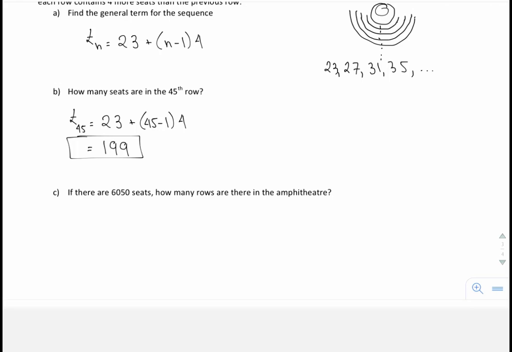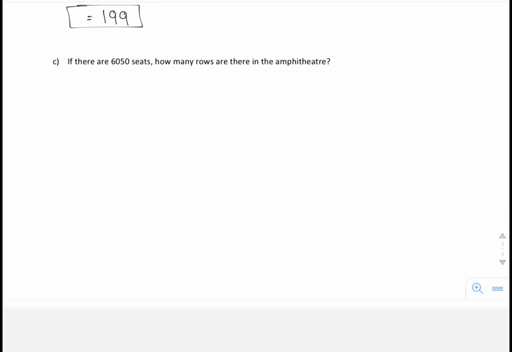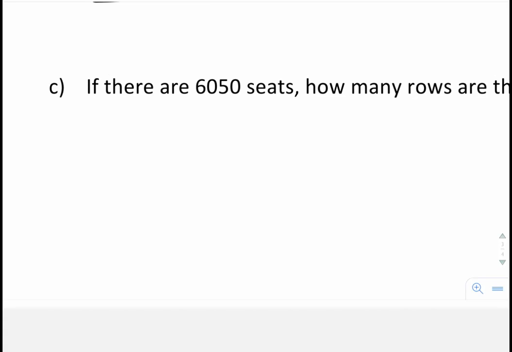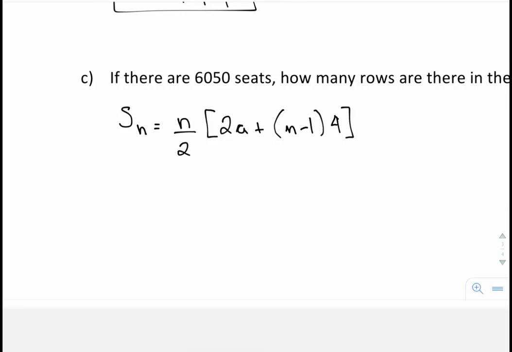This question tells us in part C that there are 6,050 seats. How many rows are in the amphitheater? In this case, I know what the sum is. What I don't know is how many terms I'm adding together. I'm going to recall my sum formula, one of them for an arithmetic sequence, the one that includes the first term and the common difference, which is 4. You remember that we have 2 formulas for sum. I'm using the second one.